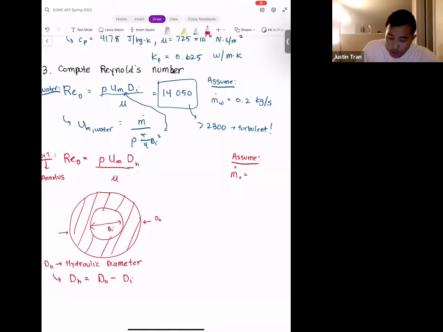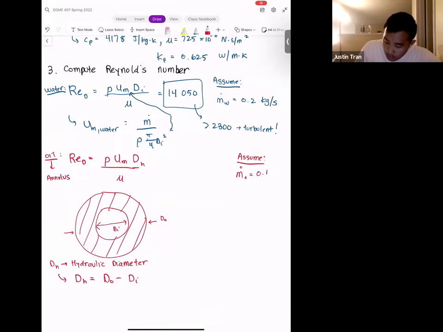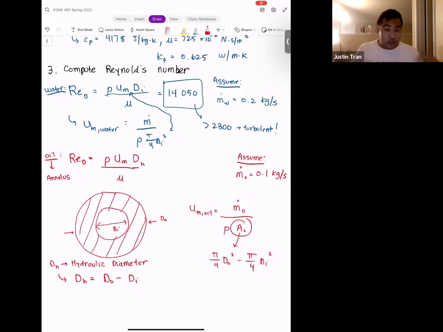The mass flow rate of the oil, we're going to assume to be 0.1 kilograms per second. That was supposed to be given to you in the problem, but I just forgot about it. Just like up there, the mean velocity of the oil is the mass flow rate of the oil divided by density times the cross-sectional area. You have to be a bit careful with the cross-sectional area as well, because we're flowing in an annulus. The cross-sectional area is the difference between the outer area, which is pi over 4 dO squared, minus the inner area, which is pi over 4 di squared, because we don't have any annulus flow inside the inner diameter.